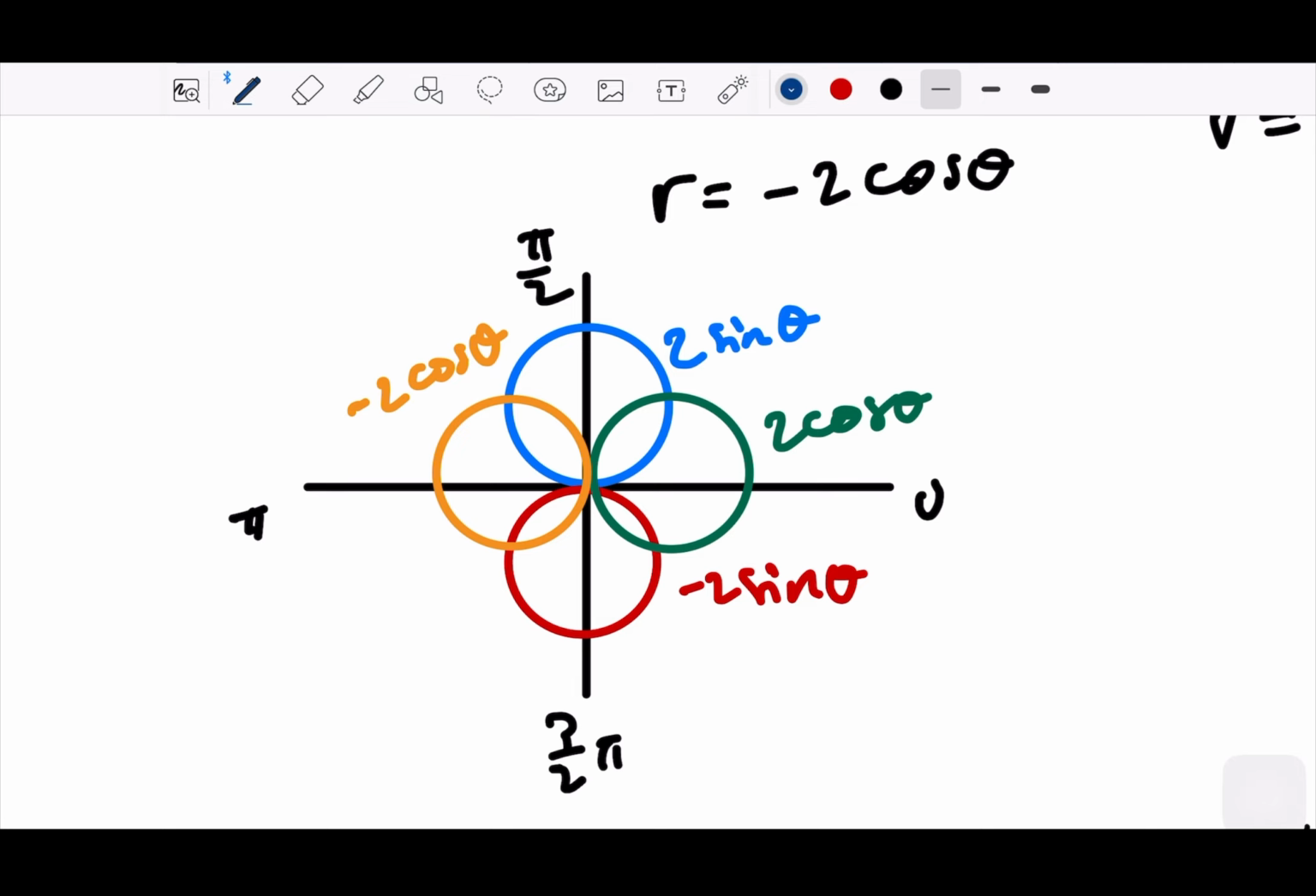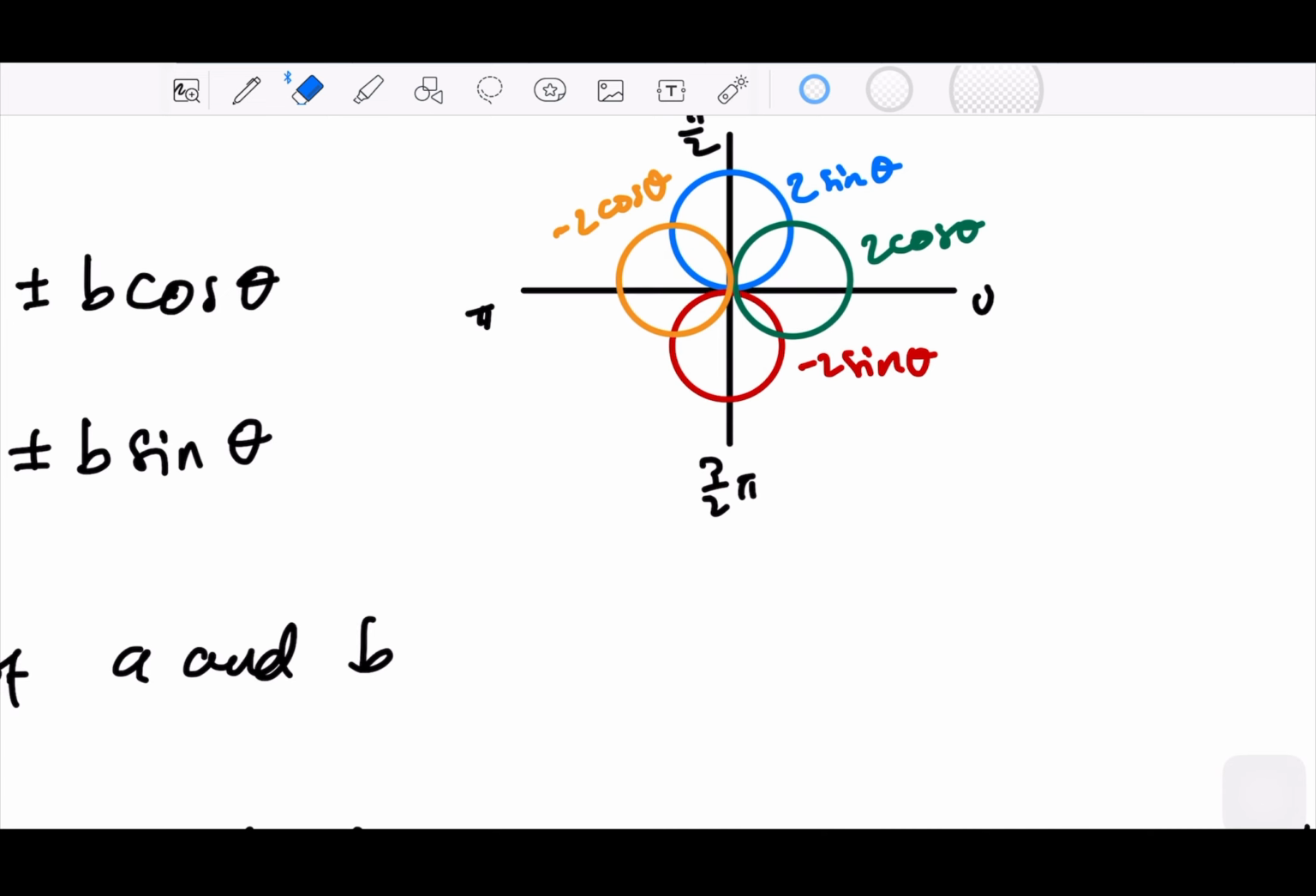Now sine and cosine are related to how the patterns will be. Sine positive is the top, sine negative is the bottom, cosine positive is the right side, and cosine negative is the left side. Now that is actually true also for all polar curves.